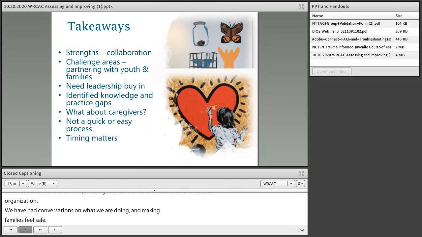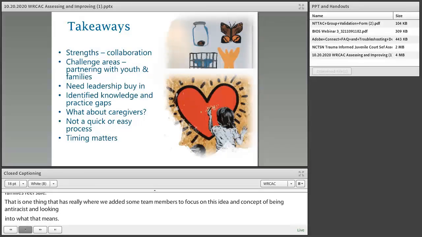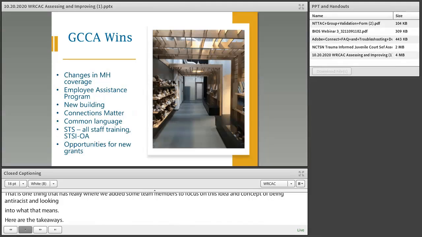Some strengths, I already mentioned collaboration, and our challenge areas, including partnering with youth and families. You need leadership buy-in. It's absolutely critical. This idea of what about caregivers, right? We really have to think about how we're serving our caregivers and what we are able to do for them. Even though we are a child advocacy center, how can we also support our caregivers in this process?